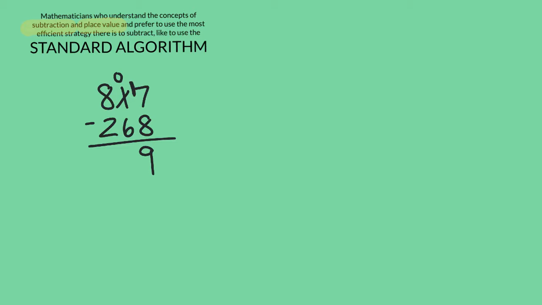Over to my tens now. I have 0 tens available, and I need to subtract away 6. I don't have enough, so I'm going to go over to 100, and I'm going to steal 100. I'm going to take 100. I'm not going to borrow it because I'm never giving it back. So instead, I'm going to take away 100, and I'm left with 7 hundreds.